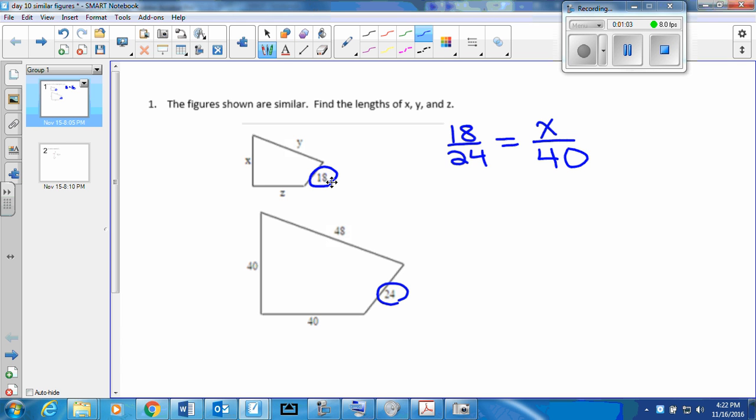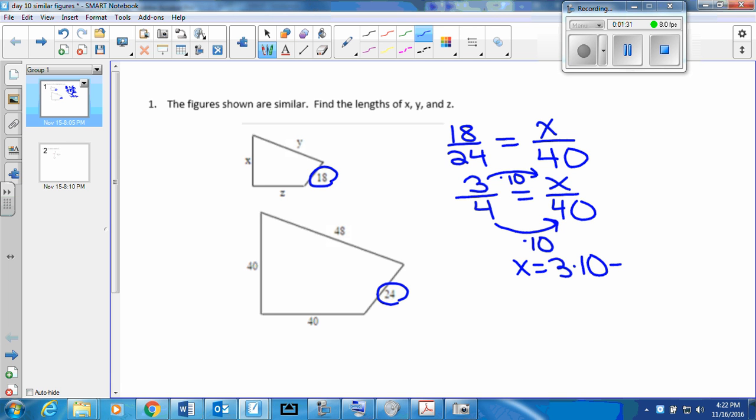Before I do scale factors though, 18 over 24 can reduce. If I divide those out by a factor of 6, my first ratio becomes 3 to 4 equals x over 40. Now I can see that the scale factor to go from 4 to 40, I multiply by 10. So doing the same thing in the top, to find x, it would be 30 times 10, or 3 times 10, which is 30, and then my label would be units.